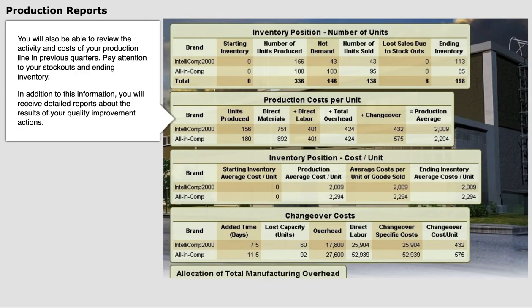You will also be able to review the activity and costs of your production line in previous quarters. Pay attention to your stockouts and ending inventory. In addition to this information, you will receive detailed reports about the results of your quality improvement actions.